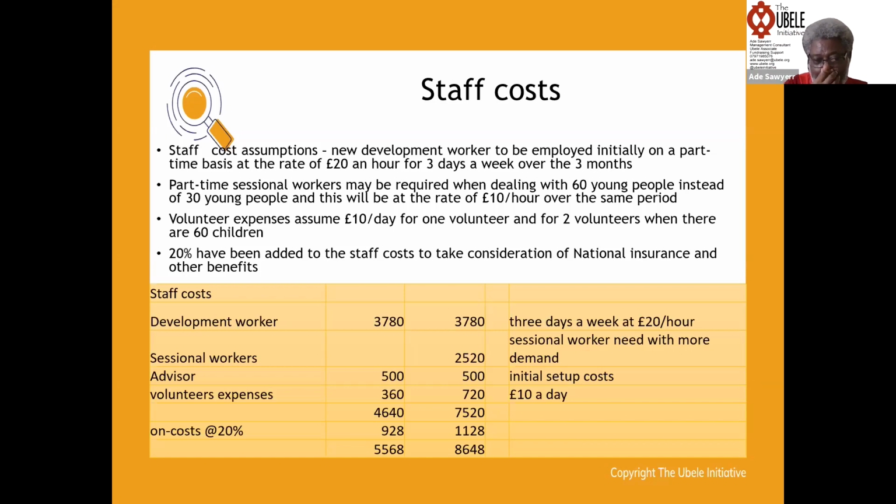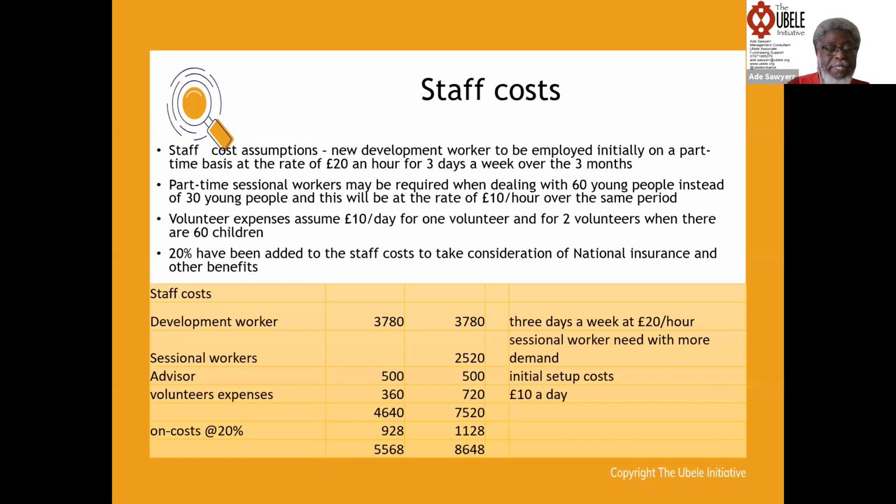And then we say that if we are going to only operate for 30 people, we may not need a sessional worker. But if we are going to look at 60 children, then we may need a sessional worker. And so how do we calculate the sessional worker? We are saying that, again, this will be at the rate of £10 an hour over the same period of time. And that we have more volunteers.